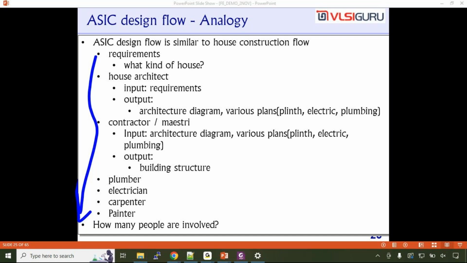Let's say I'm doing a construction. Different people are there, workers. If they don't coordinate properly, then what will happen? It won't work properly, right? Same thing exactly. If you understand how house construction happens, similar things can be correlated to chip manufacturing also.